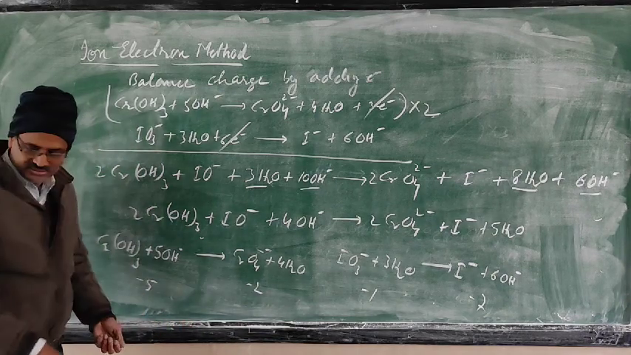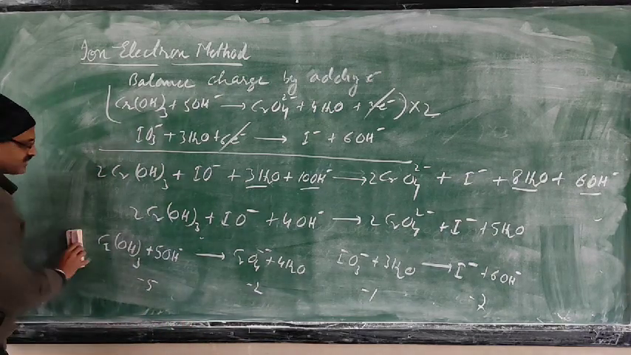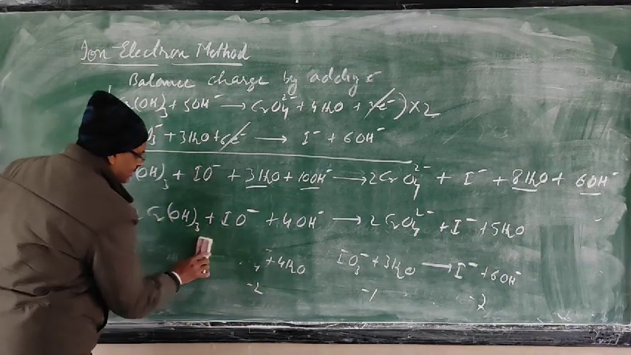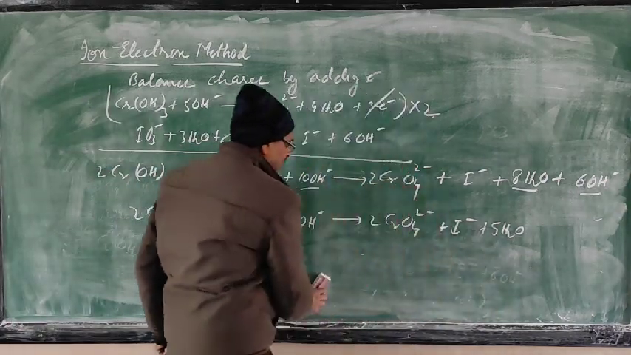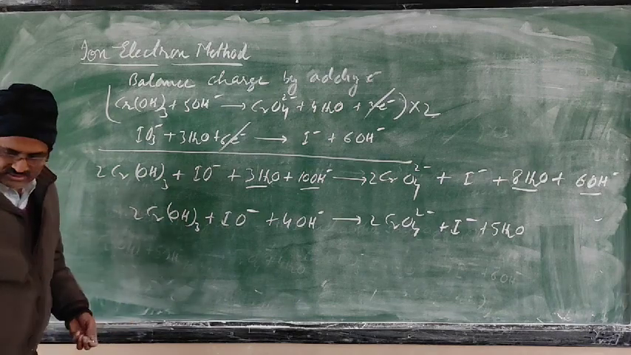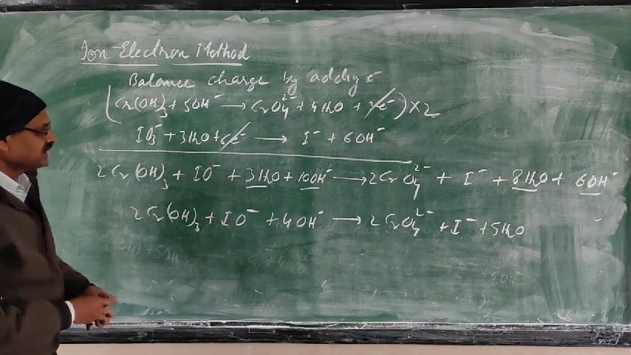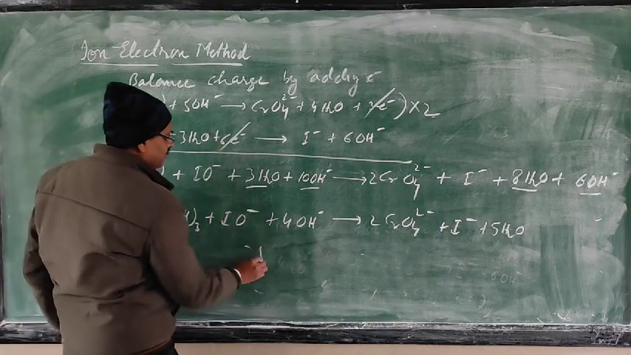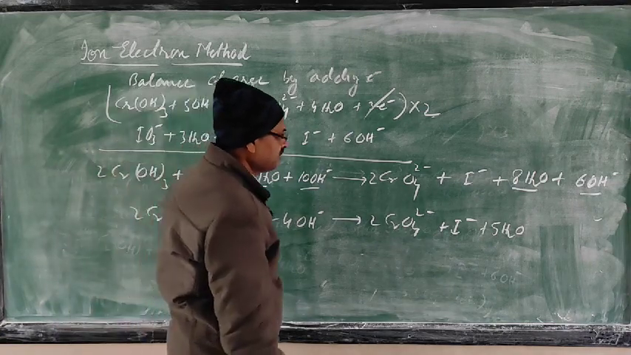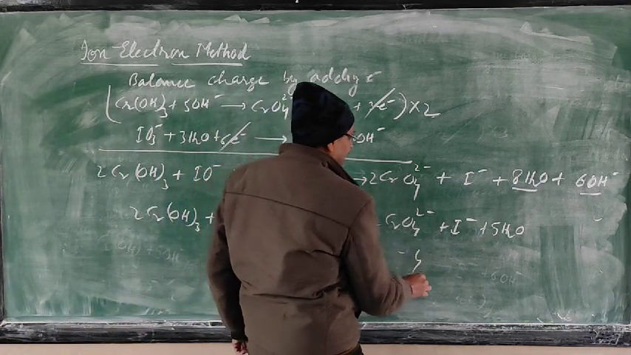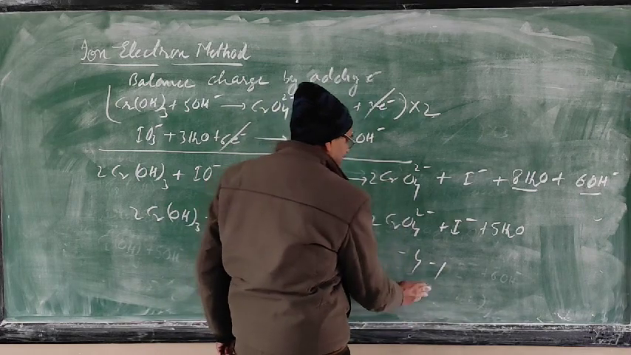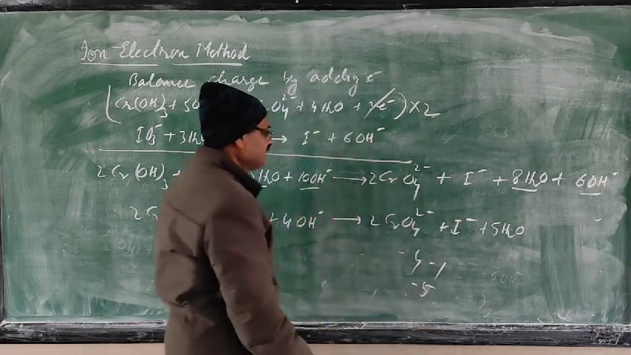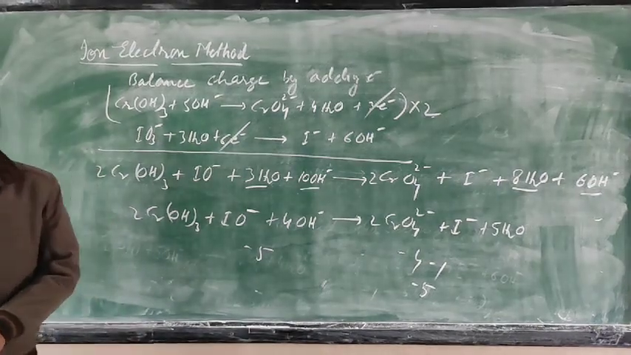Now you can see whether this equation is balanced. Just to count the charges. If your equation is balanced, charges must be balanced. So how many charges you are getting here? Minus 1 and minus 4, minus 5. That side you see 2 times minus 2, minus 1, minus 1... so here minus 1. So it is balanced. So this you have seen in basic medium.